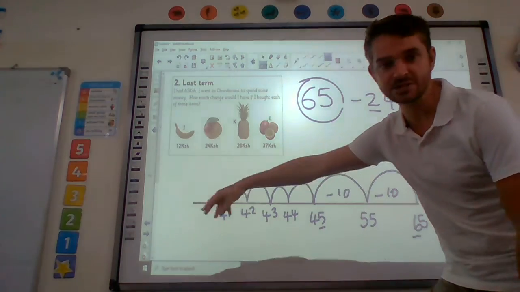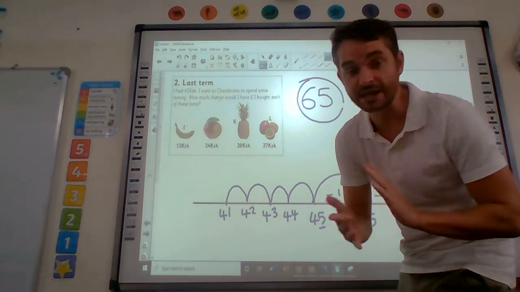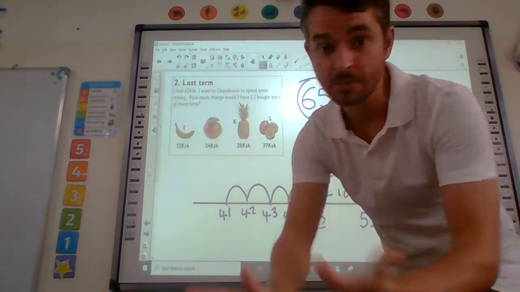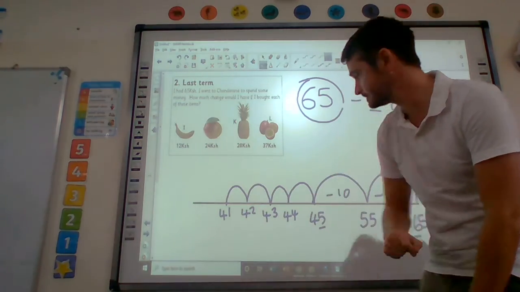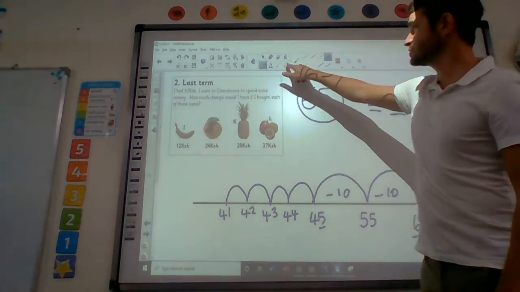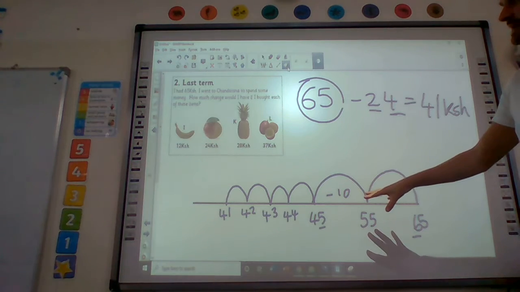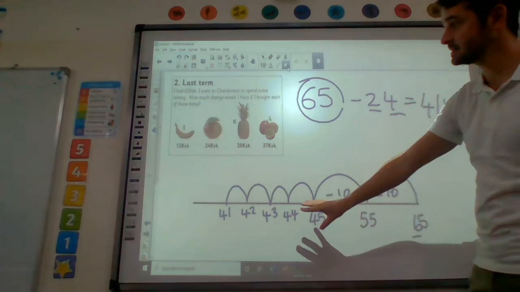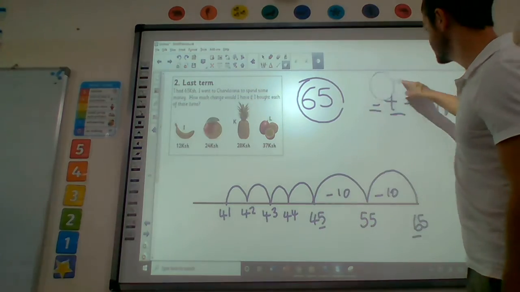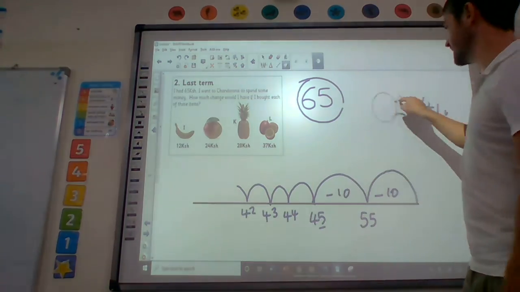Are your numbers nicely spaced out like mine, or have you squashed yours together? Remember, if you squash them together, much easier to make a mistake. So keep that number line looking beautiful. On to the next one then. Hopefully yours looks like mine by now. If it doesn't, pause the video, change yours so that it does, because I'm going to find out how much change I would have if I bought a pineapple.